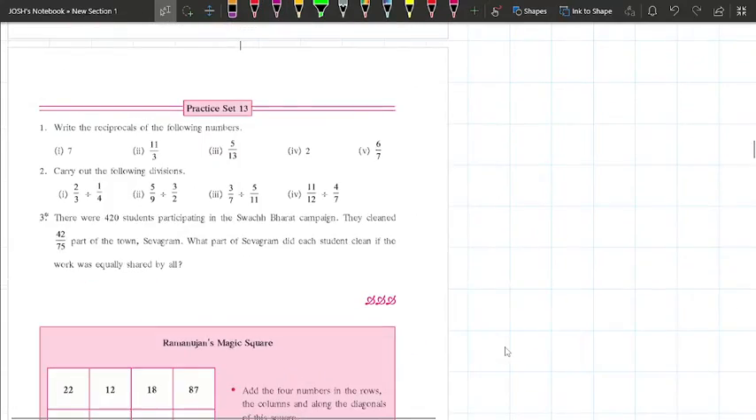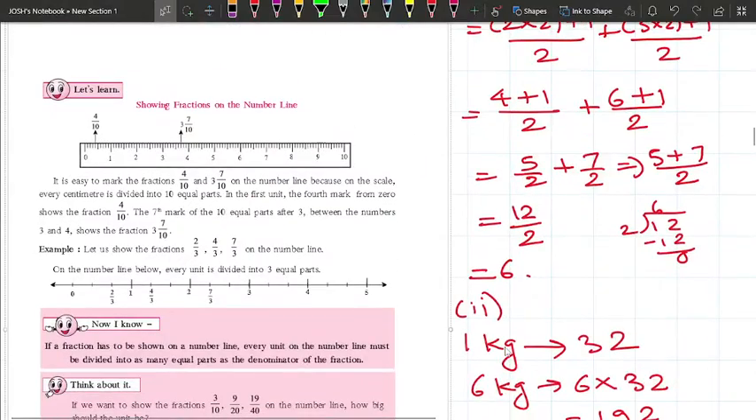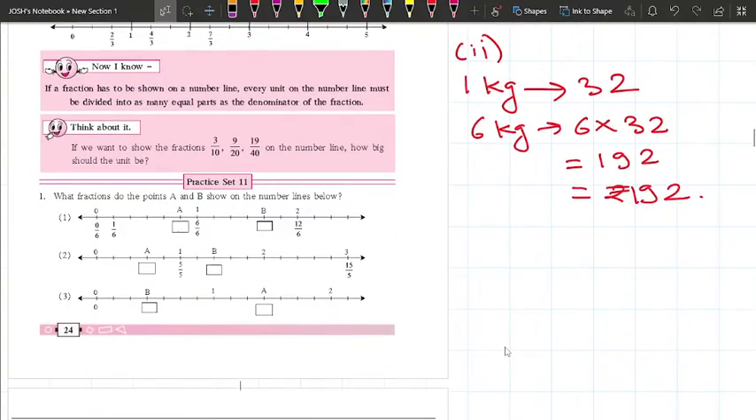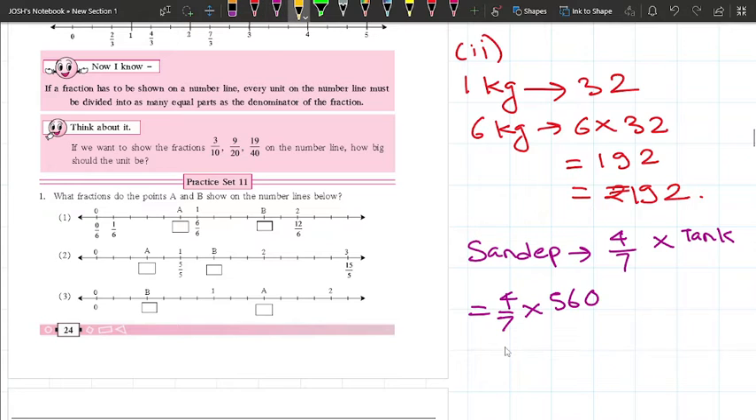Okay, so, I'm sorry. See, Sandeep used 4 by 7 of what? Of the tank. So here you will write 4 by 7 of 560. So how did we write this equation? Why did we write this equation?